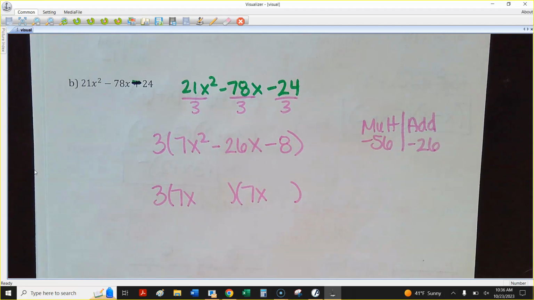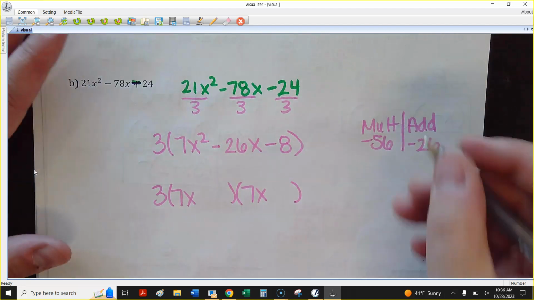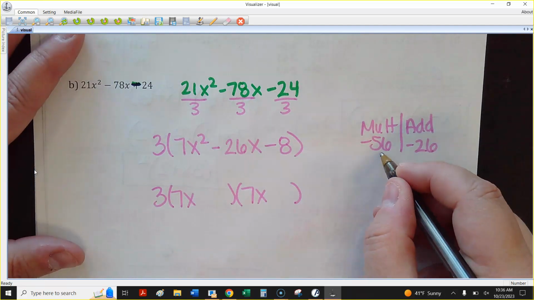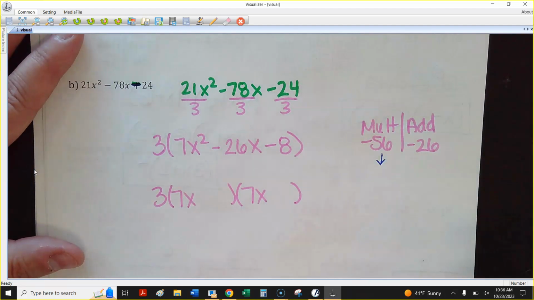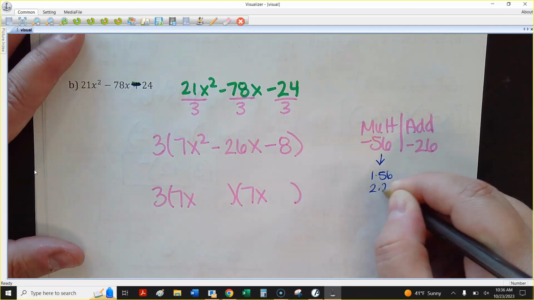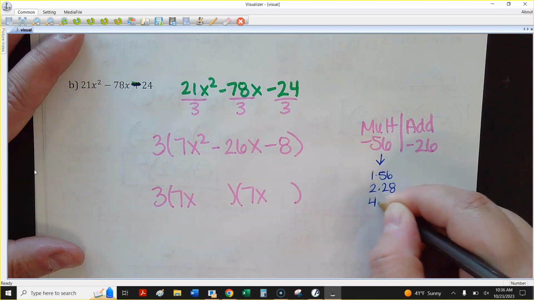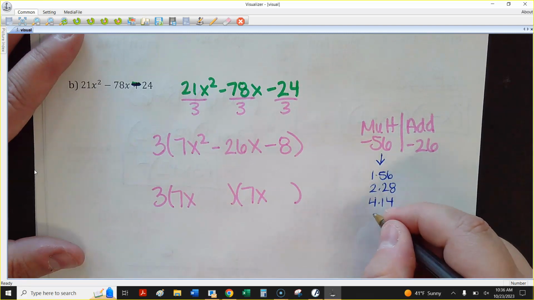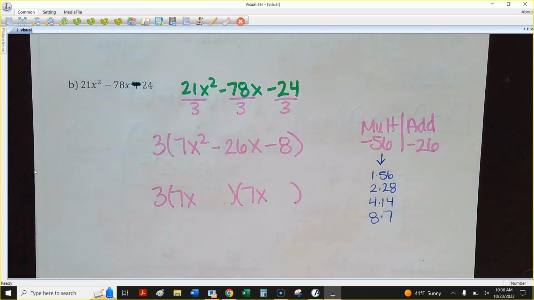If you ever get tripped up, I just start writing out factors of whatever number I want to multiply to get. So like 1 and 56, 2 and 28, 4 and 14, and 7 and 8. Those are all the possible options. Sometimes if I get stuck, writing out my possible options makes it a little bit easier to figure out what combination I'm going to use to multiply to get negative 56 but add to get negative 26. What do you think?